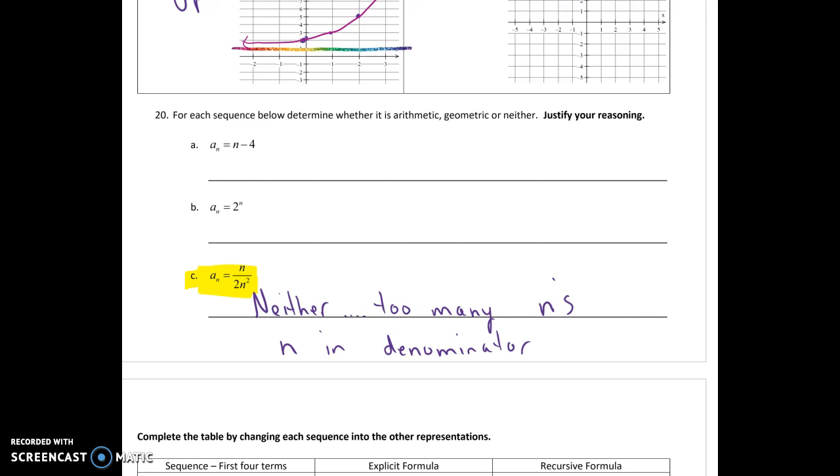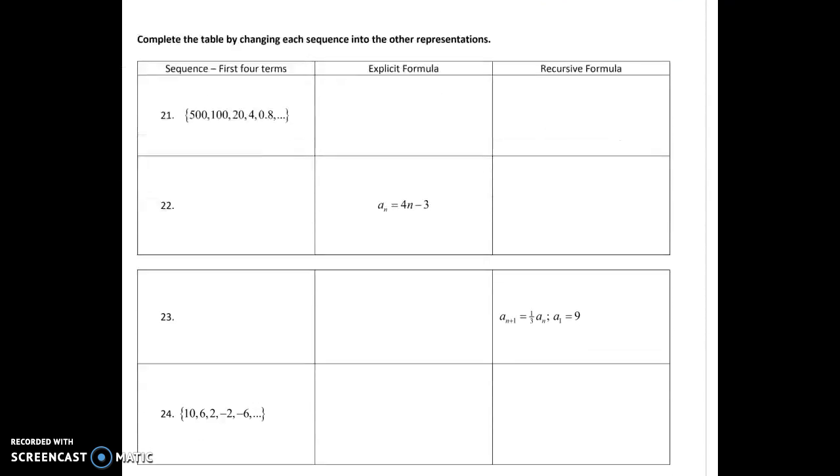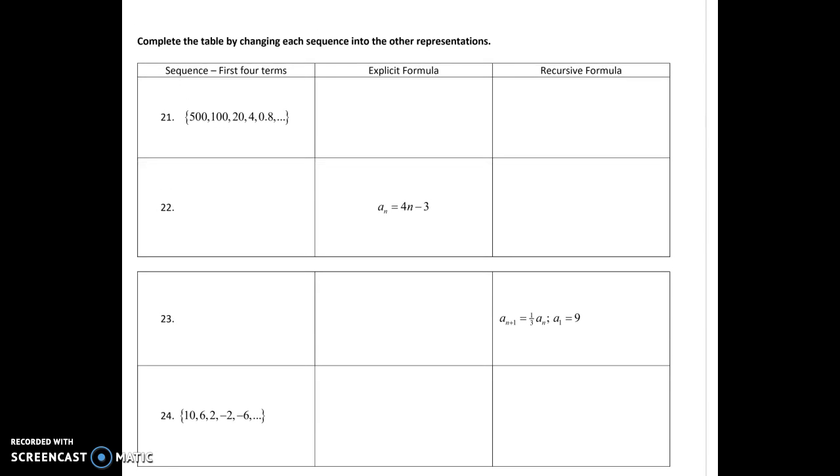All right, moving on. So what we're going to do in the next section is I give you one box, and you're going to find the other box. So you will have to determine, is it arithmetic or geometric, and it's definitely one, and then you're going to complete the other boxes. So, for instance, let's start with 21.